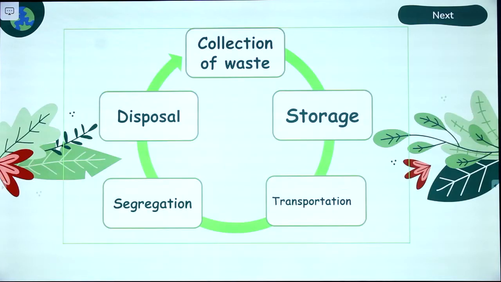So how did you like this video? It is clearly visible how the waste is collected. There are 4 very important steps involved in the collection of waste. First, storage. Next, transportation. Third, segregation or dividing the waste. And fourth, disposing of it.